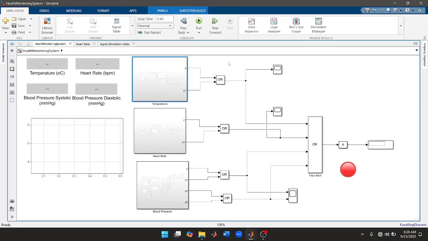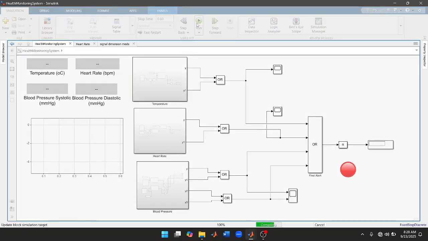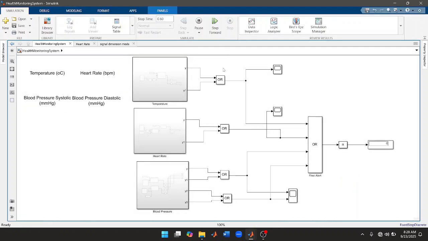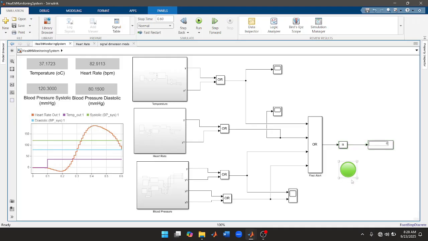Now let's simulate the system to see. First of all, we are going to simulate the normal condition, where the patient is normal. In a normal condition, you can see that we have a green alert. It shows that the patient is normal. The output is reading 0, so because this output is 0, the patient is normal. Temperature is 37, which is normal. The heart rate is 82, which is normal. We have the blood pressure 120 over 80, which is normal.